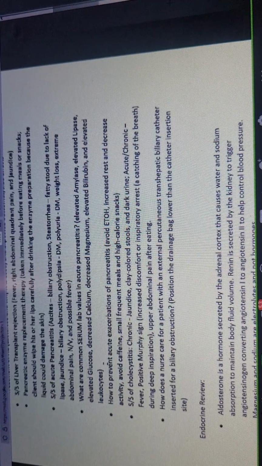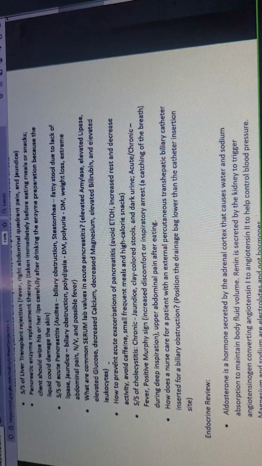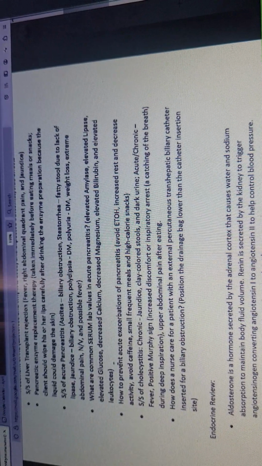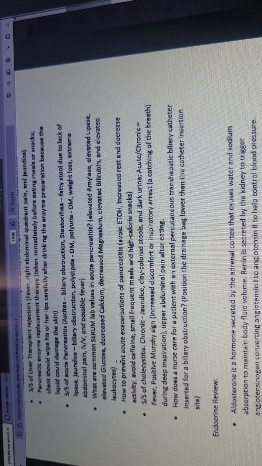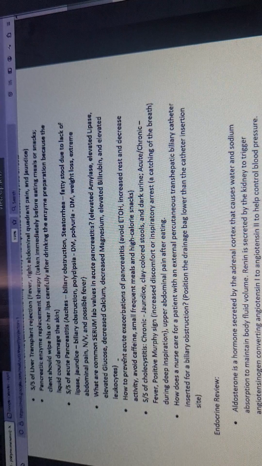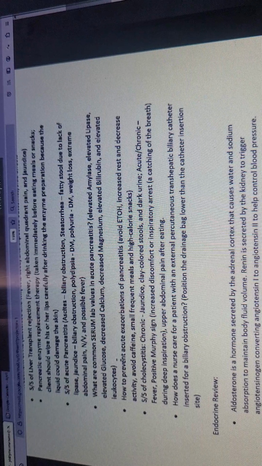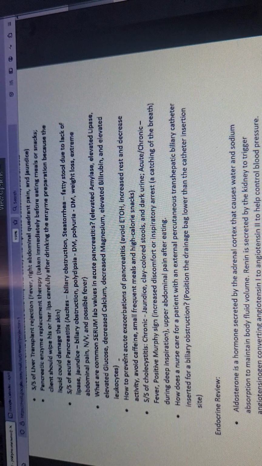Increased discomfort of inspiratory rest or catching of the breath during deep inspiration, upper abdominal pain after eating. Specifically with that Murphy sign, it's just like, if you were to have a patient lay supine, put your hands down on them, take a deep breath and push and then let go. And as they're breathing, when they breathe in or breathe out, they're going to have more pain, right? As you're assessing that site, right? So check out the Murphy sign.